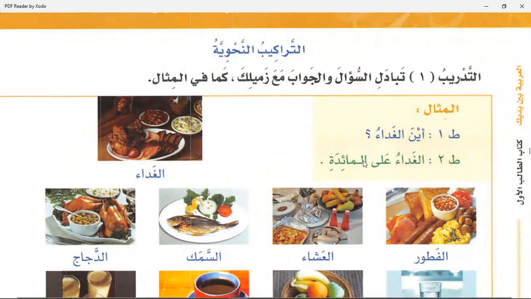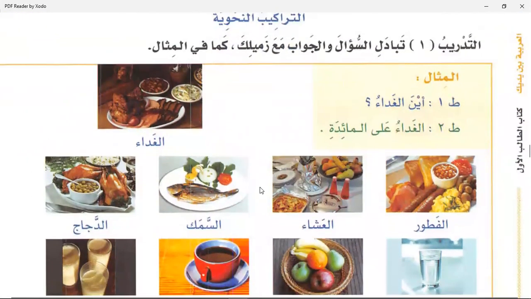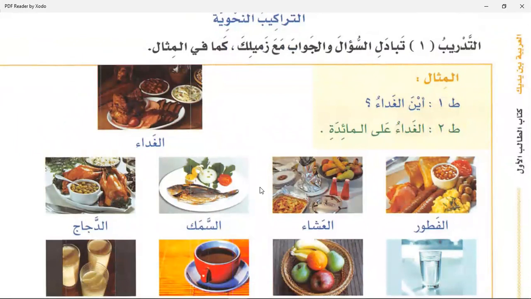So, maida has kasra because of the preposition. We are using alif lam with ghada because we are talking about a specific thing. There is nothing serious, no serious grammar here. So, who wants to read? Raise your hand.